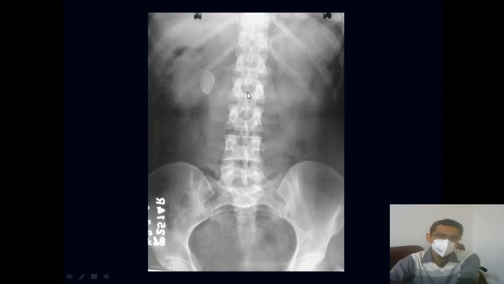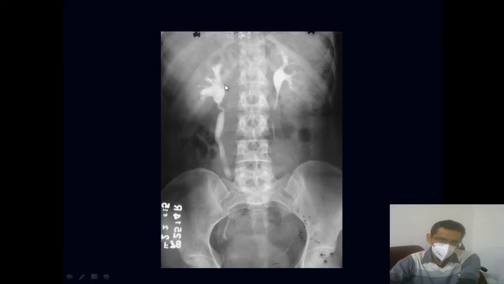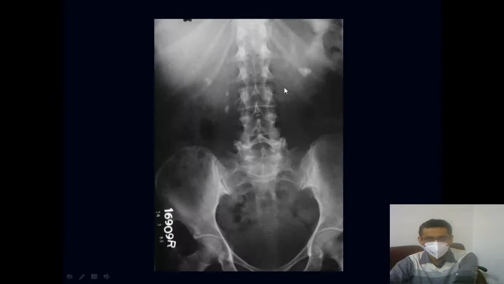How do I confirm this? If I do an IVP, I can see that the same calculus is lying overlapping the shadow of the pelvis. Same patient. This versus this. This is within the pelvis. So this is a renal pelvic calculus. This is an IVP film, right?